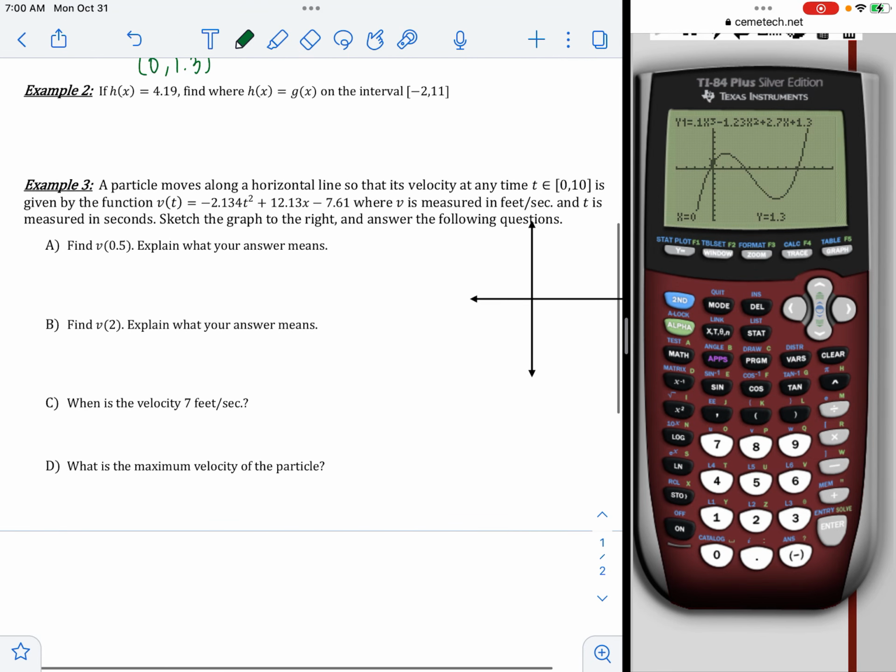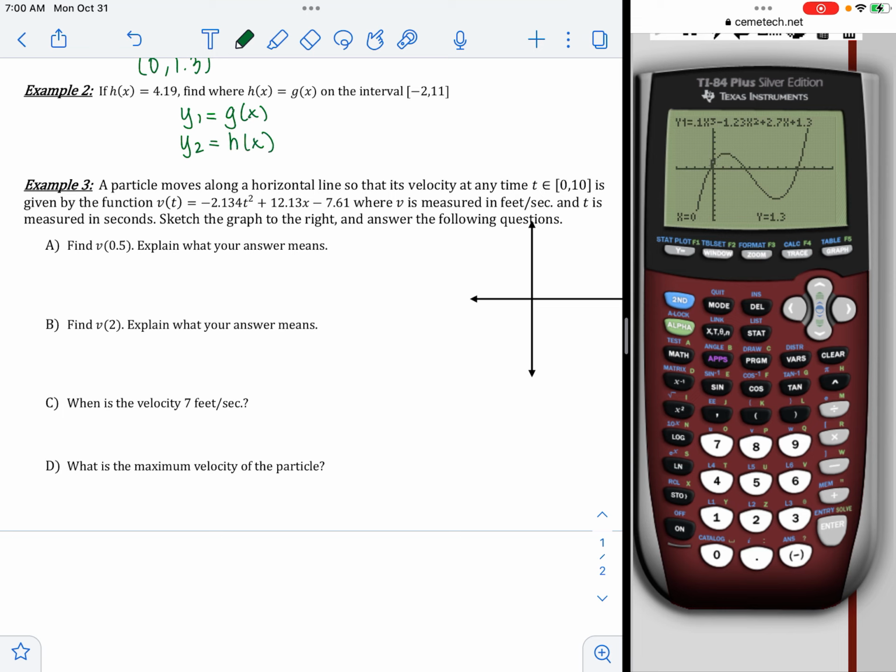Okay, part 2 of this one, I guess it's example 2, says if h of x is 4.19, so if you have that horizontal line, and h of x is equal to g of x on the interval, find where h of x is equal to g of x on that interval. So we already have g of x stored in y1. In y2, we are going to put h of x, which is that 4.19.